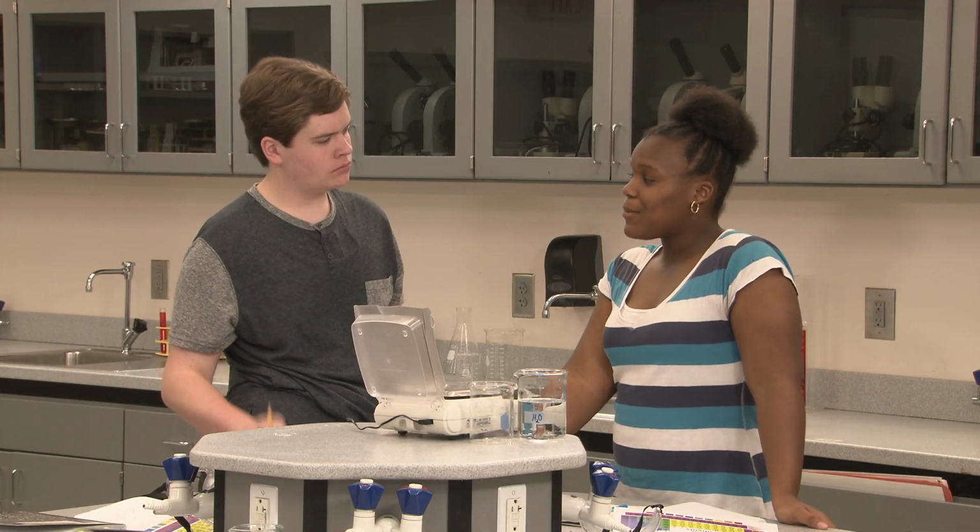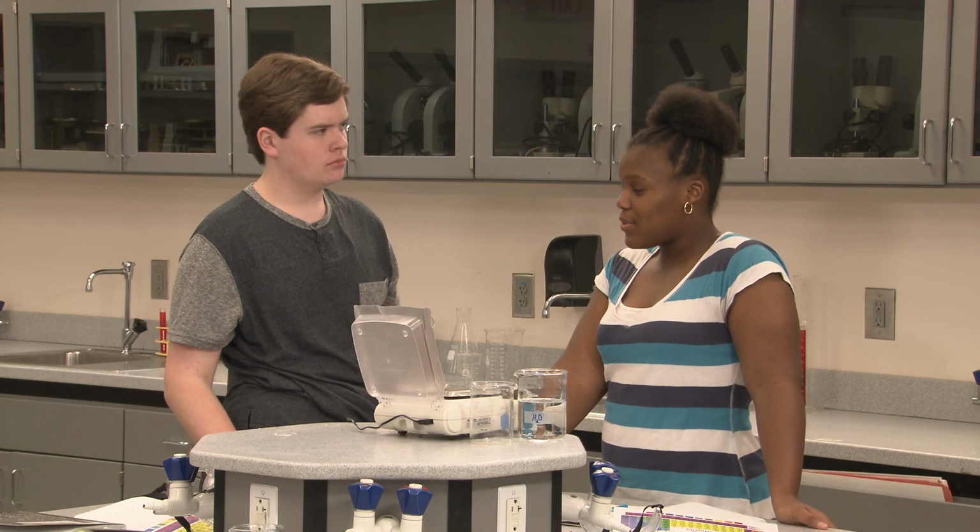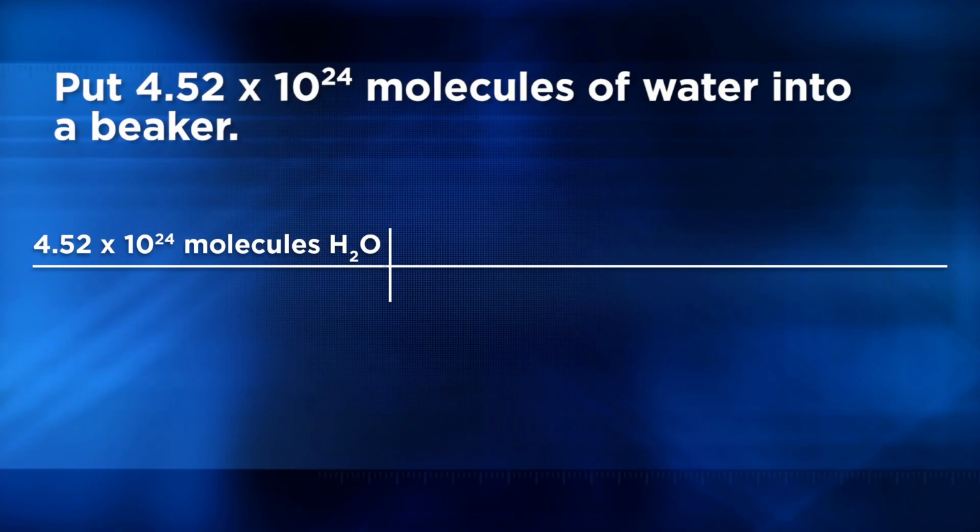Okay, so we need to put 4.52 times 10 to the 24th molecules of water in a beaker. In our conversion chart, we can start with 4.52 times 10 to the 24th molecules of water. Then we can bring down the units of molecules of water as the denominator in the next column. Yeah, so then we can use Avogadro's number to convert the particles to moles. So let's put 6.02 times 10 to the 23rd in the denominator. And then we'll put 1 mole in the numerator. And that will be the equivalent statement.